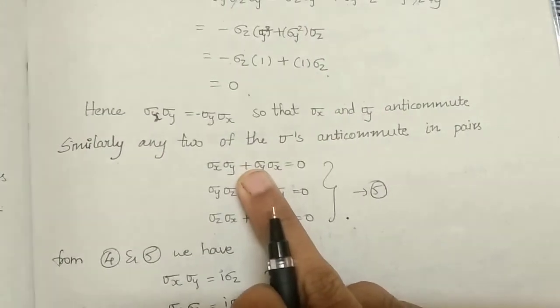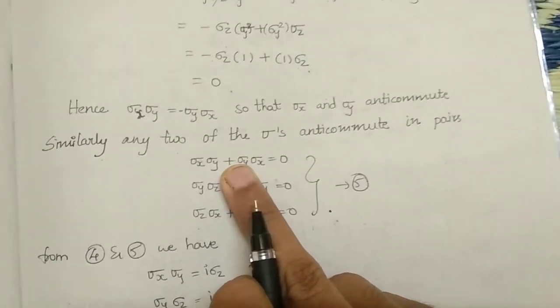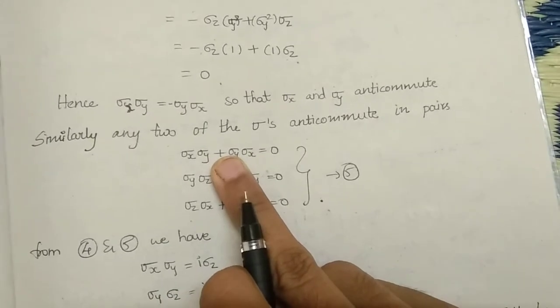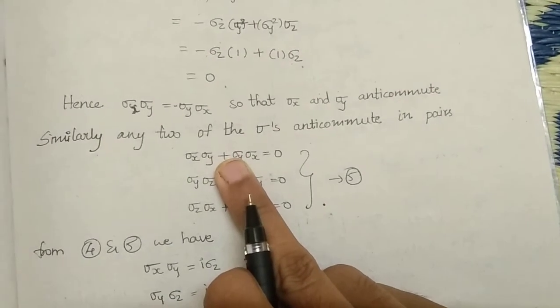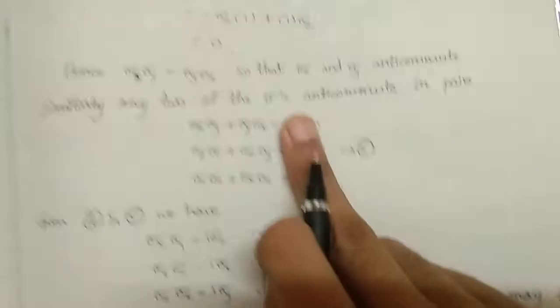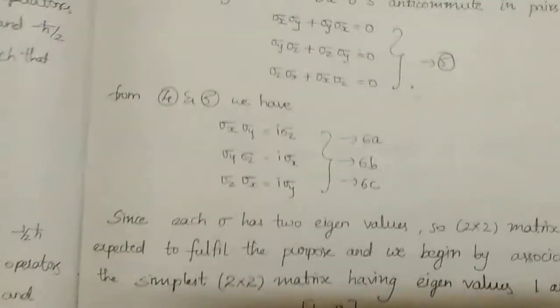So what is the commutation of a comma b? That is nothing but ab minus ba. And the anti-commutation of a comma b is nothing but ab plus ba. So that is equal to 0.